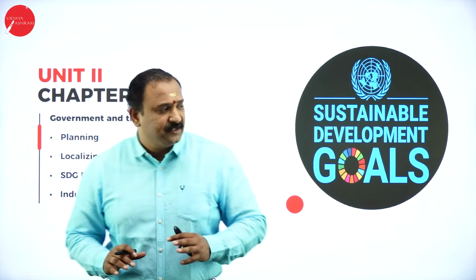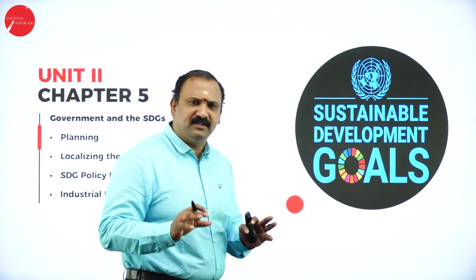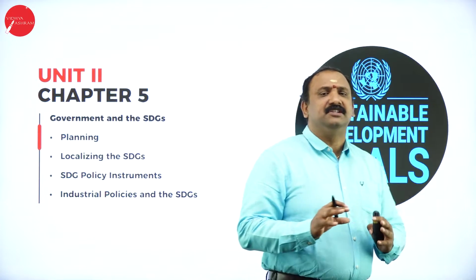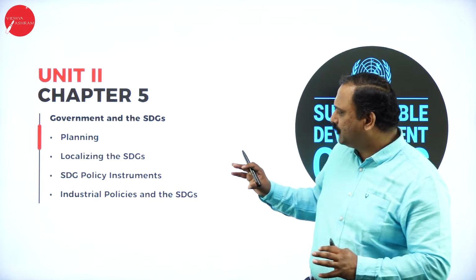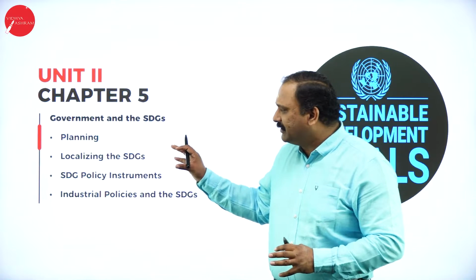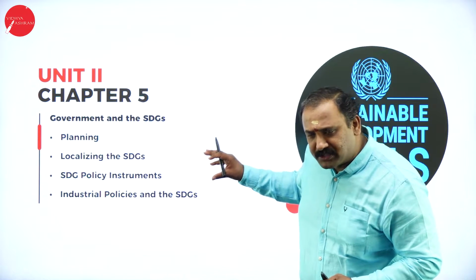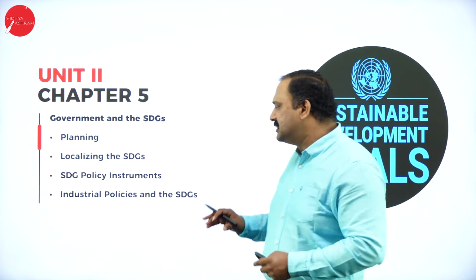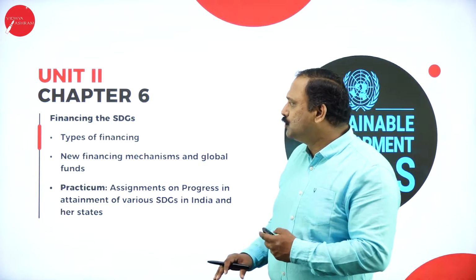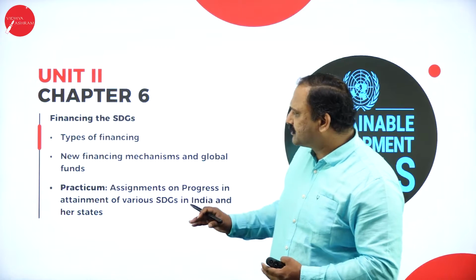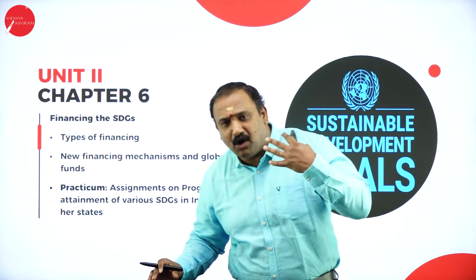Now, Chapter 5, the government and the SDGs. This is where the sustainable goals are coming in. This is something quite interesting, starting with the UNO, UNESCO, everybody coming together, trying to talk about the government in terms of planning, making the goals more localized, the policies and instruments, what all the industrial policies to be looked into.